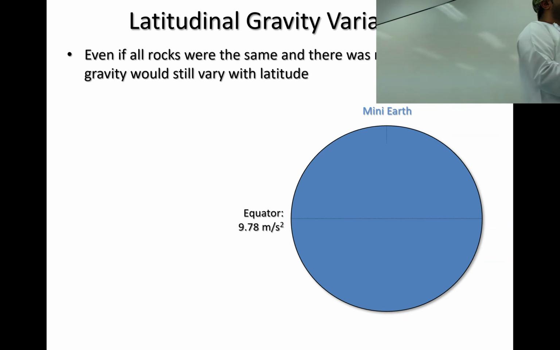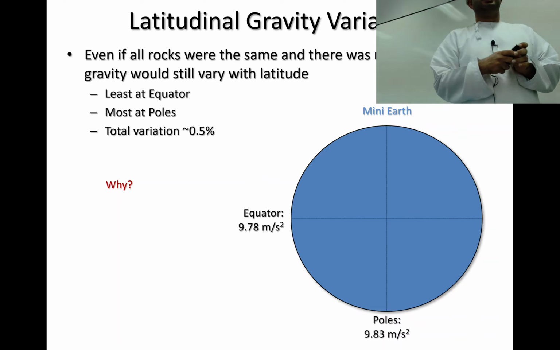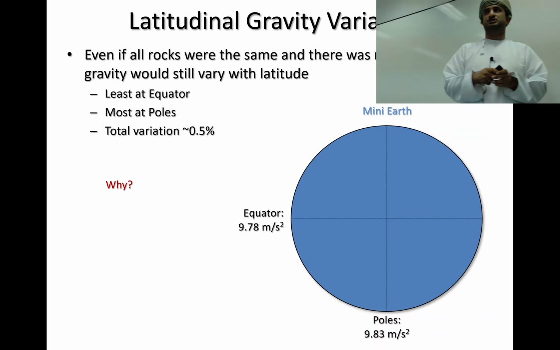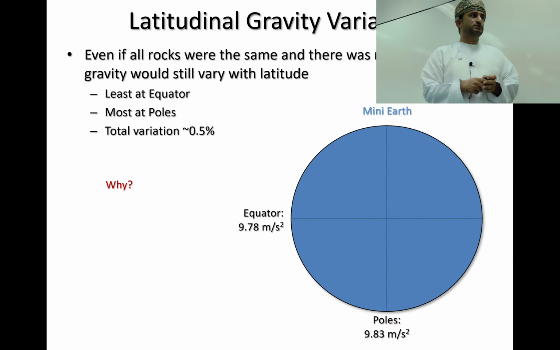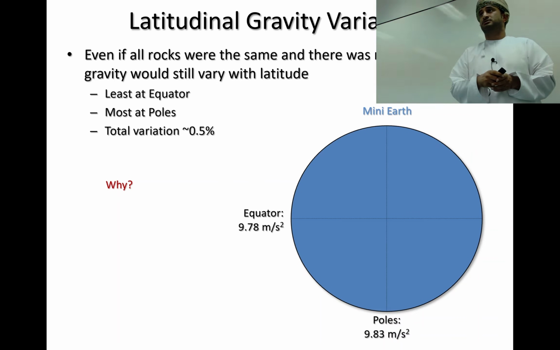So the equator, the little g, the average gravitational force at the equator is 9.78, whereas the average gravitational force at the poles is 9.8. The determining factor is basically R.